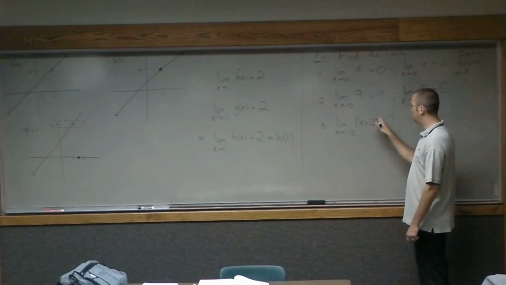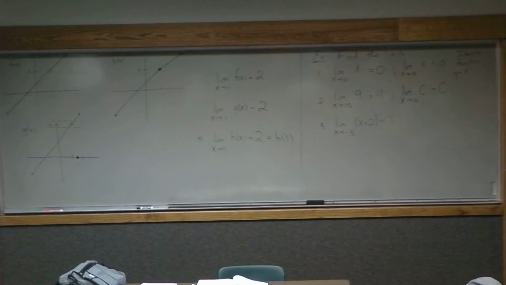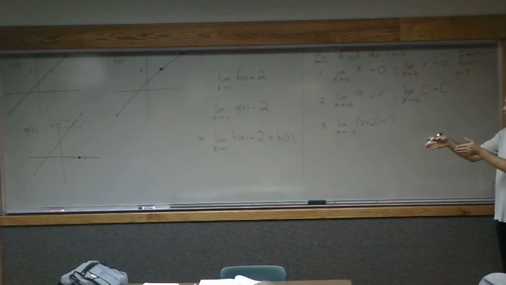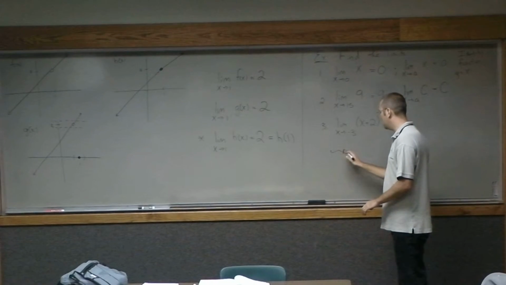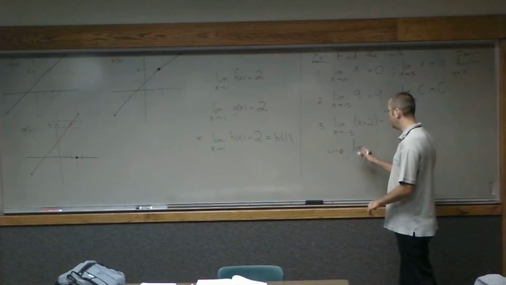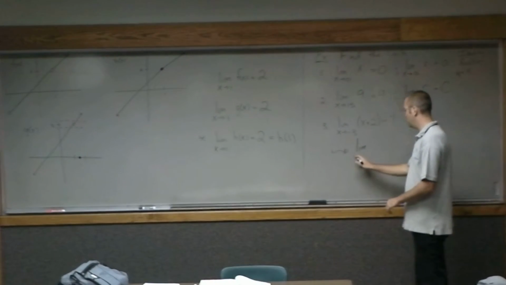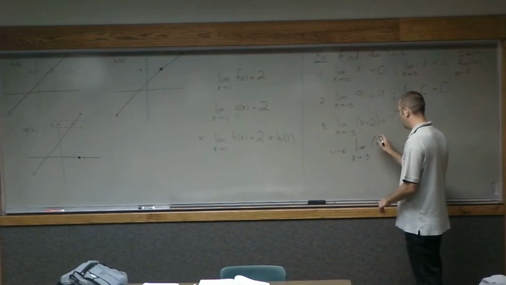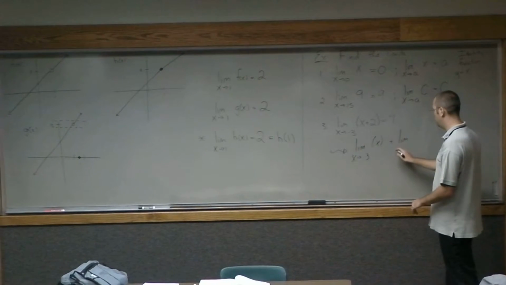This function, x plus 2, is made up of two different parts. It's made up of the identity function x, and it's also made up of this constant function, y equals 2. One of the properties of limits says that if I take the limit of the sum of two things, that's the same thing as taking the limit of each piece and then adding them together.